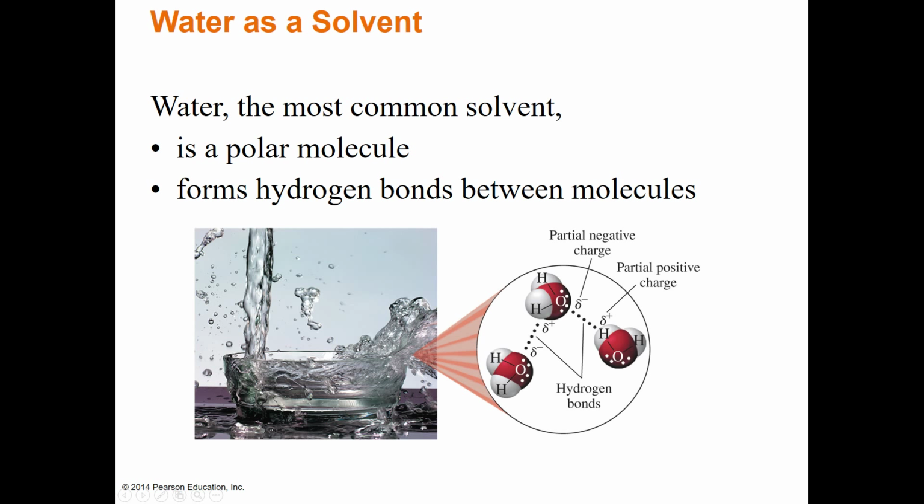Water is the most common solvent, and it's a polar molecule, forms hydrogen bonds between molecules. Okay, now it's time to go to the board. Polar molecule, did we ever talk about polar molecules in here? We did in biology. Like briefly. Briefly, okay. So you have water. Water, what kind of bond does water have? Double.